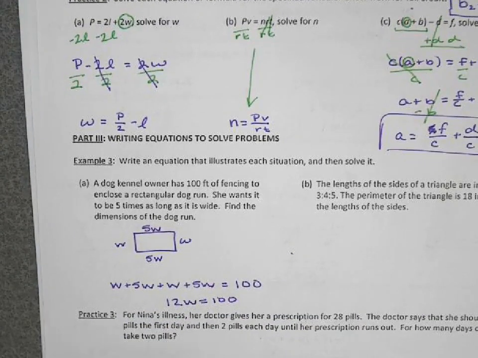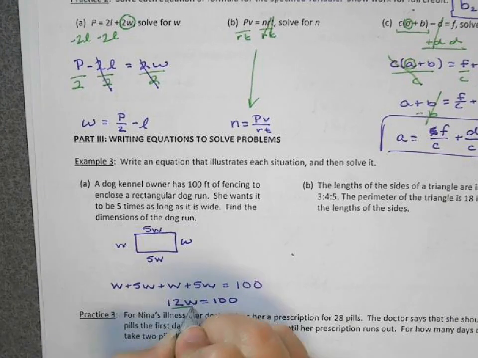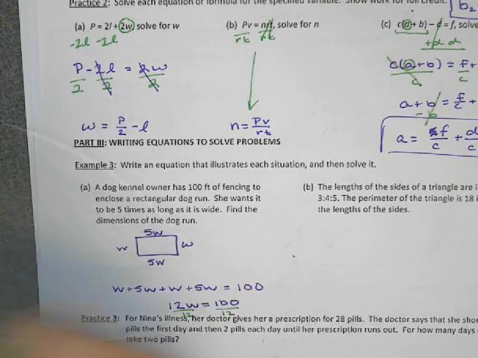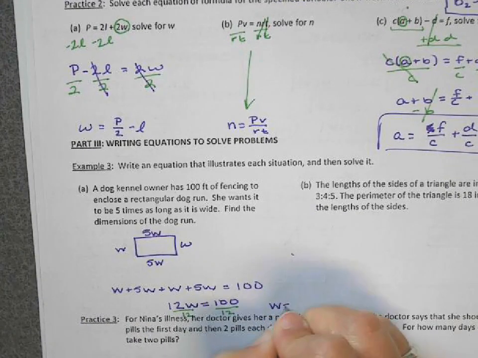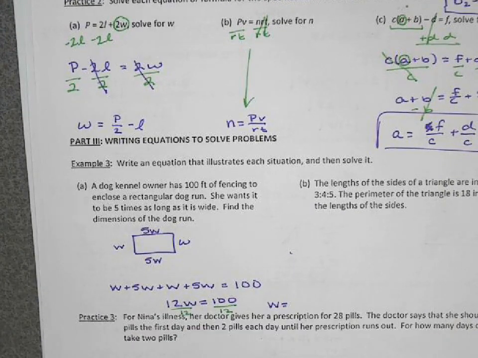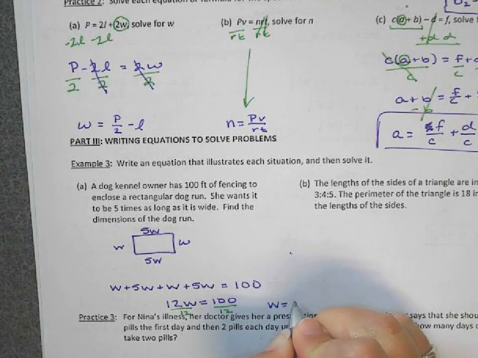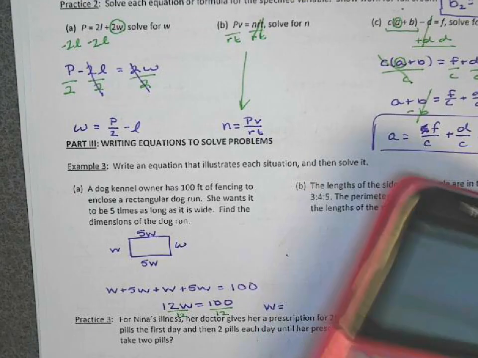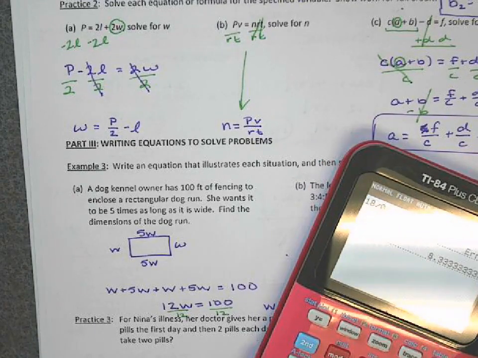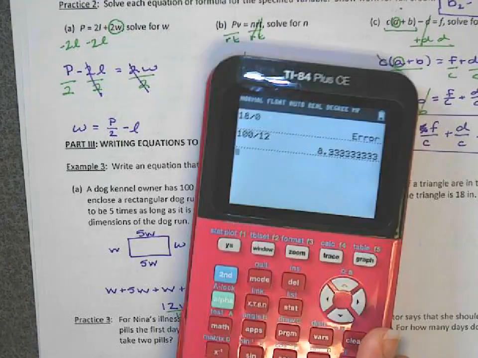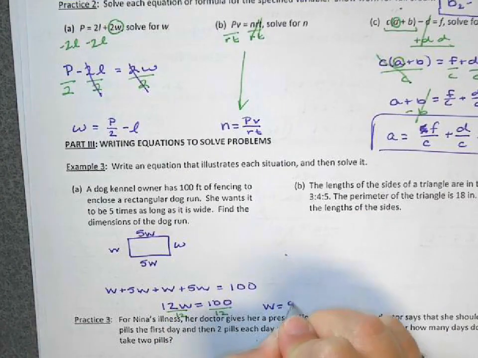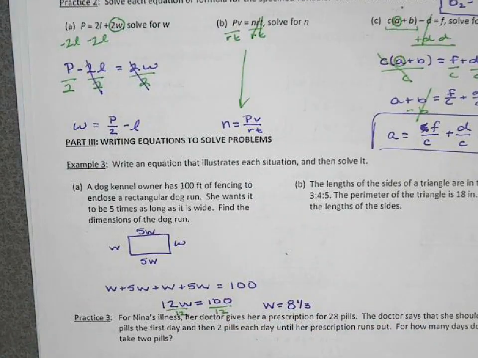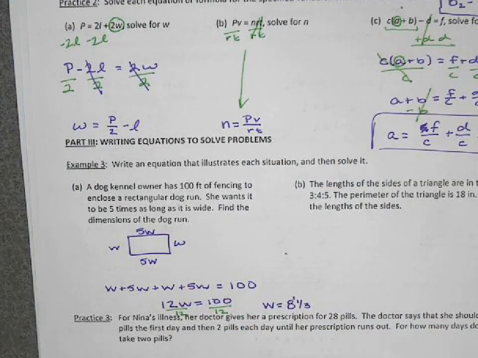So then we solve it. How do you get W alone? Divide both sides by 12. We'll get that W is, what's 100 over 12? 50 over 6, 25 over 3, 25 thirds. Or, since we're dealing with length, it's 8 1/3. So that's 8 feet and 1/3 of a foot.